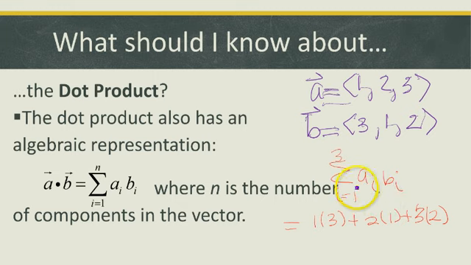We would multiply the component of the A vector that's in the first position times the component of the B vector that's in the first position. So that would be 1 times 3. Then i would be 2, so the A component in the second position times the B component in the second position. That's 2 times 1. Then the A component in the third position times the B component in the third position. That would give us 3 times 2. So I would do these multiplications and addition, which in this instance would give me a scalar, or the number 11.